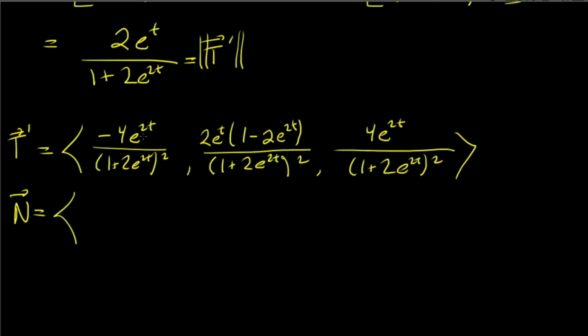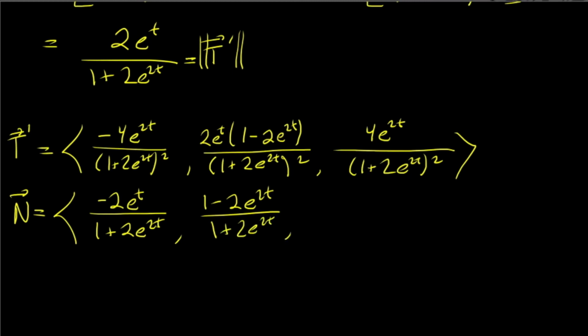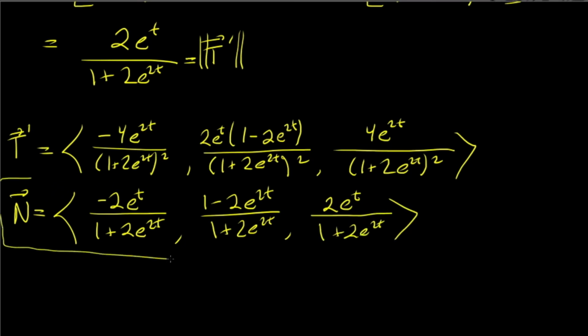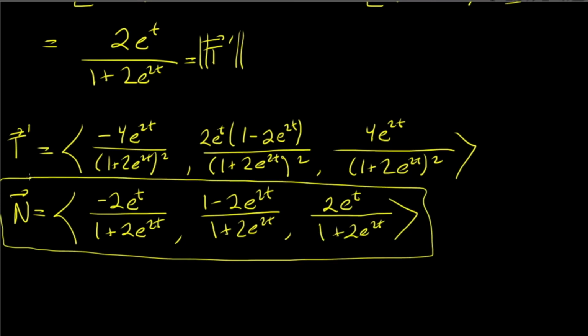Negative 4e to the 2t divided by 2e to the t is, I think, negative 2e to the t, divided by, well, I don't need parentheses anymore, so it's just 1 plus 2e to the 2t. All right, and then the 2e to the 2t's cancel. You still get 1 minus 2e to the 2t divided by 1 plus 2e to the 2t. And then 4e to the 2t divided by 2e to the t is 2e to the t, divided by the same denominator. So there's our answer.